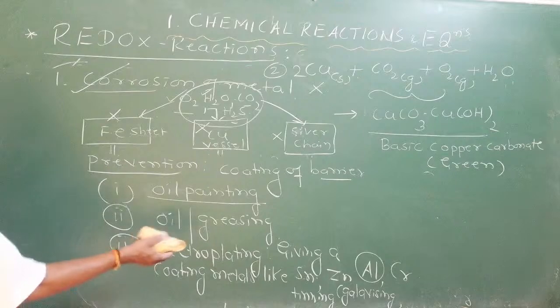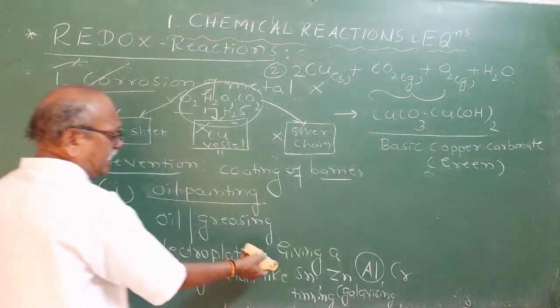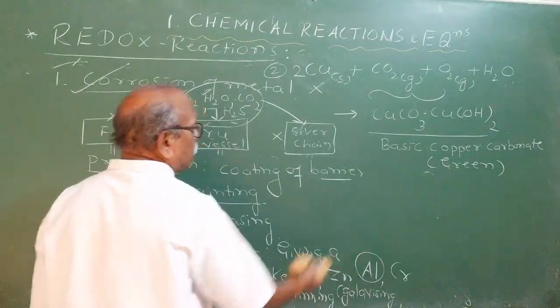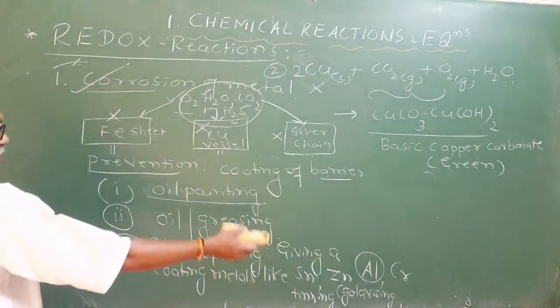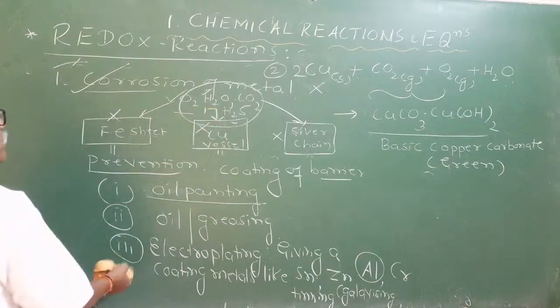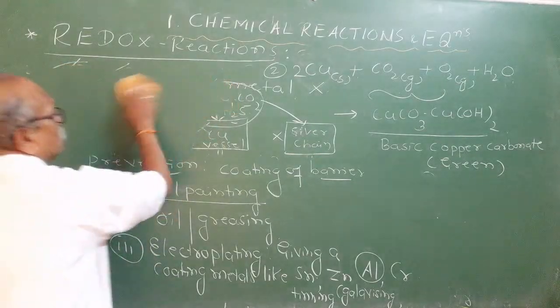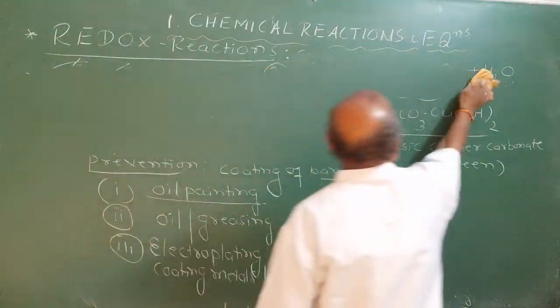Electroplating, or coating the metal with some other metals like tin, is called tinning; zinc is called galvanizing; then chrome plating and aluminum plating. You can do it. If you give a coating of chromium metal or aluminum metal on it, you can prevent the rusting. So those are some of the methods of prevention of rusting.